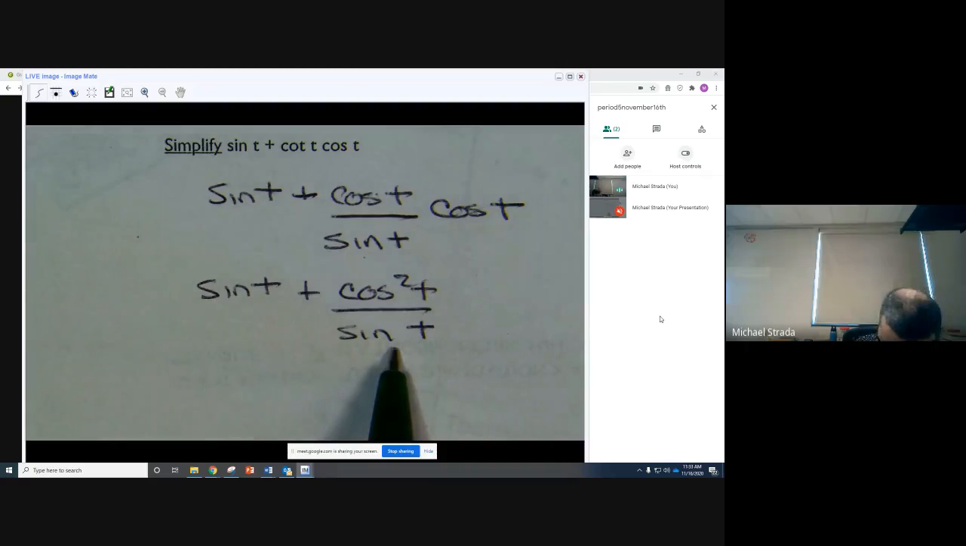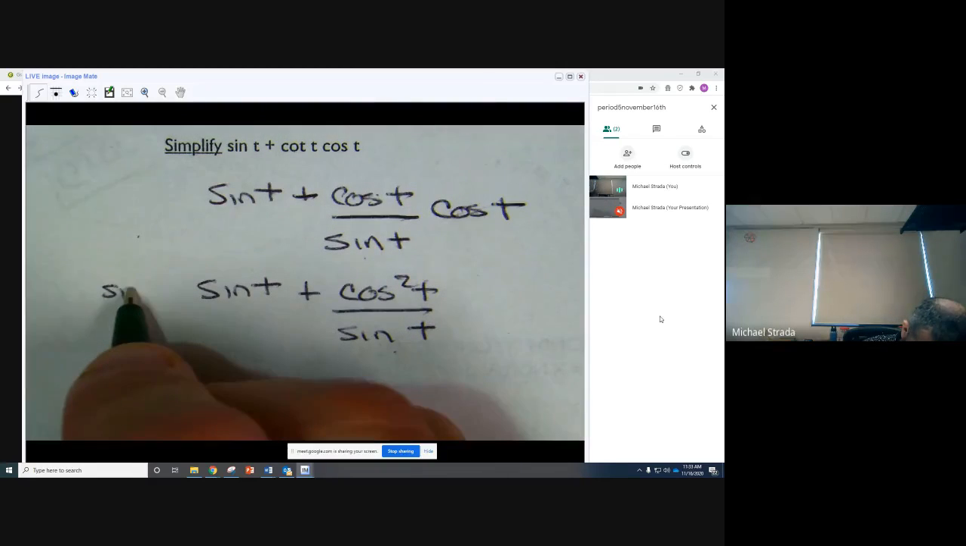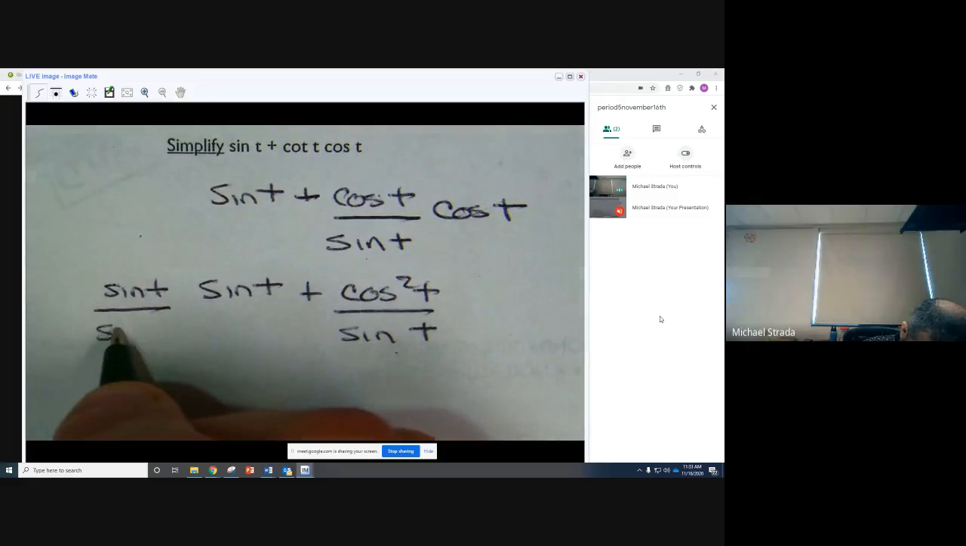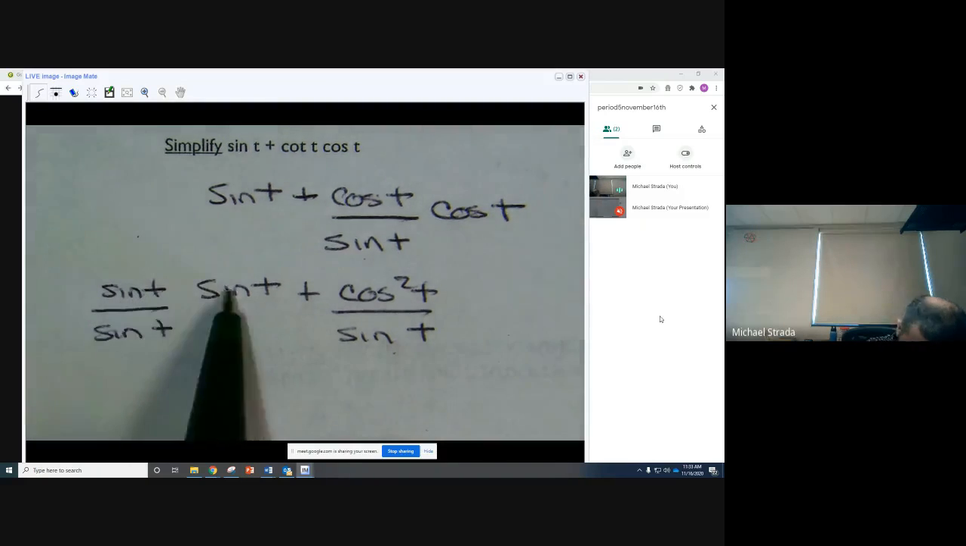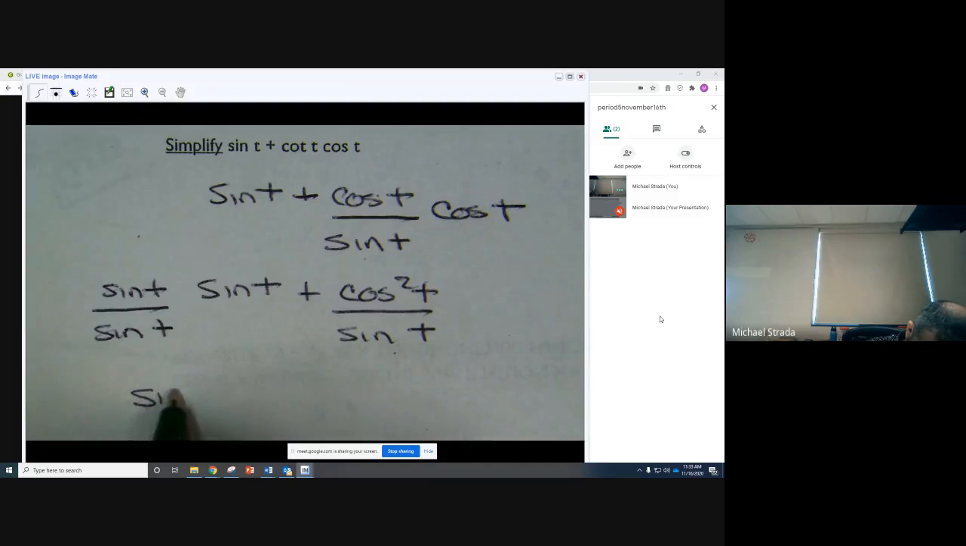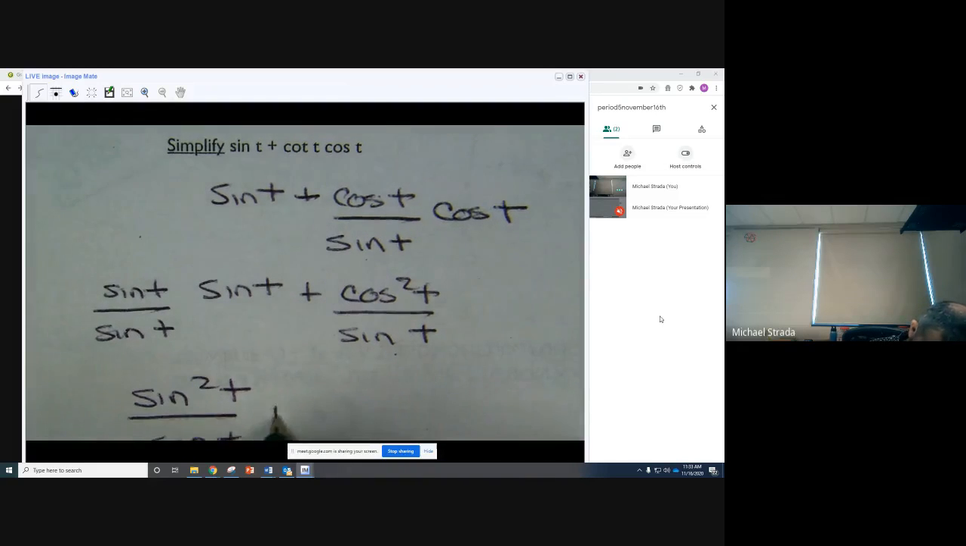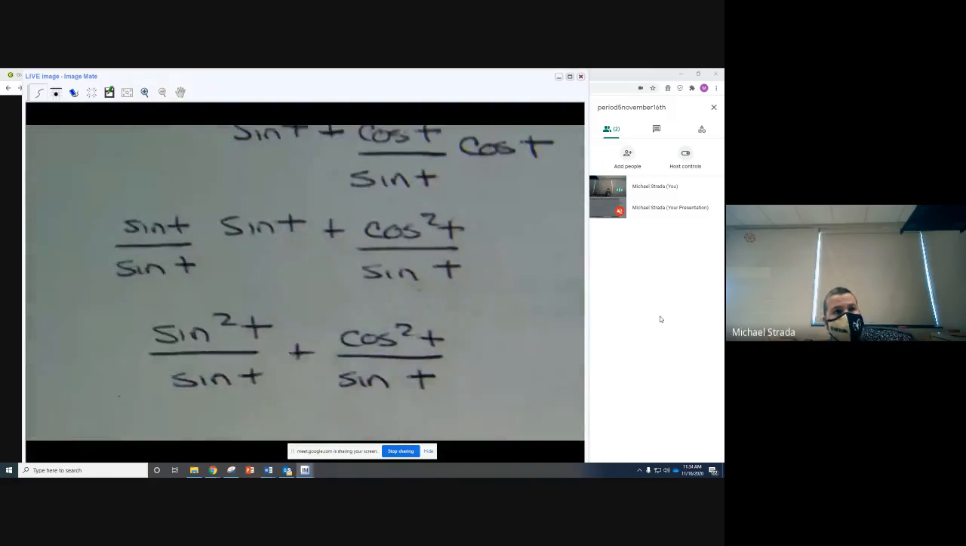Now, sine t is a denominator there. From last year in Algebra 2, rational expressions, I want to find a common denominator. So I'm going to take the first half and multiply by sine t over sine t. That way they have a common denominator. So that's where the skills you developed last year come in. Sine times sine is sine squared. So you're showing knowledge in that you're finding a common denominator.